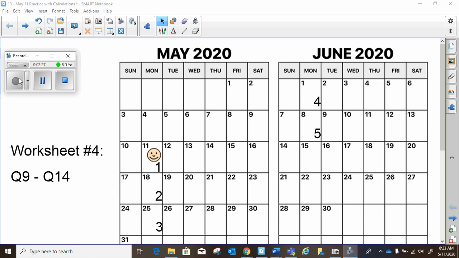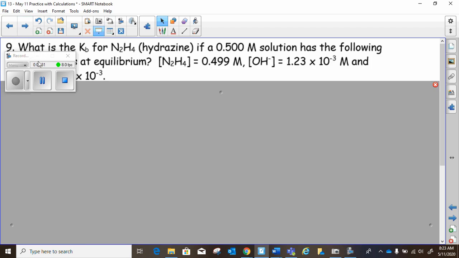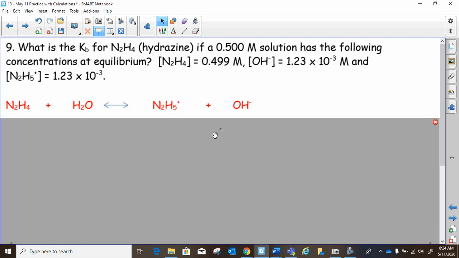All right, so here we go. Let's get going. Worksheet number 4, question number 9. It says, what is the ionization constant for the base hydrazine if a 0.5 molarity solution has the following concentrations? First of all, again, I'm trying to get you in the habit of writing out the equation that's going to help us on Wednesday and Friday when we move along with Bronsted-Lowry, etc.